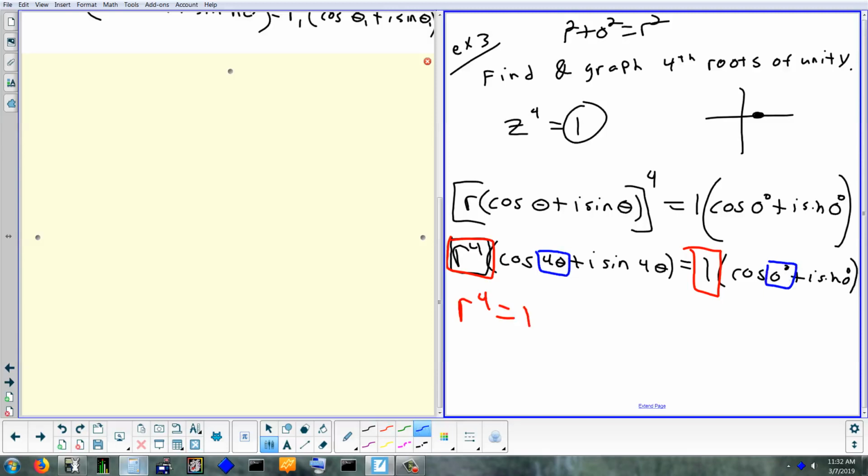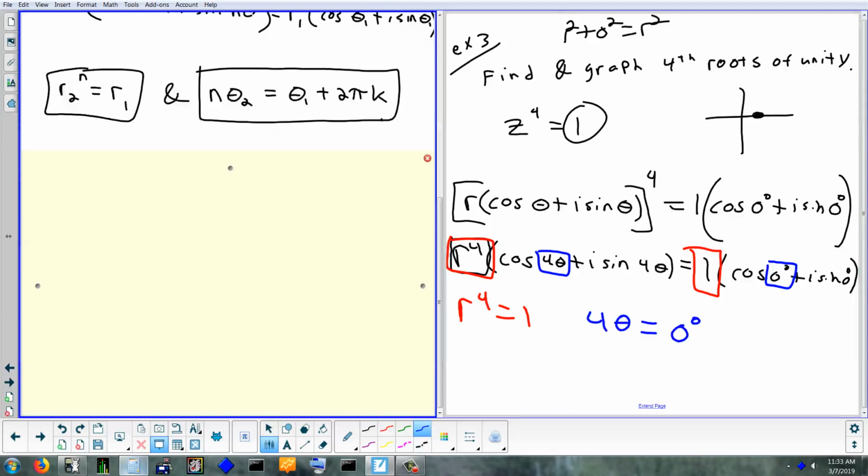If you can find something to plug in for theta to make them match, then what's on the left and what's on the right would be the same. So the two radii have to match and the two angles have to match. So let's write that down. 4 theta has to equal 0. And now there's something I can add onto the end of 0, because when you find an angle, what can you add or subtract to an angle and it's still the same angle? Yep, 2 pi or 360.